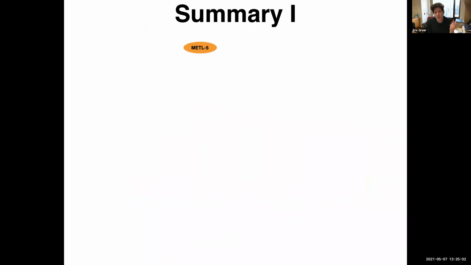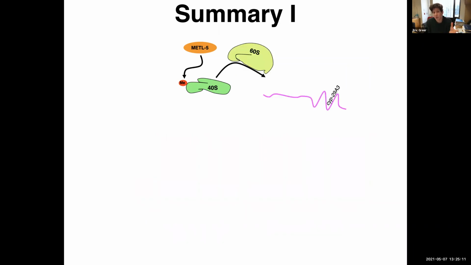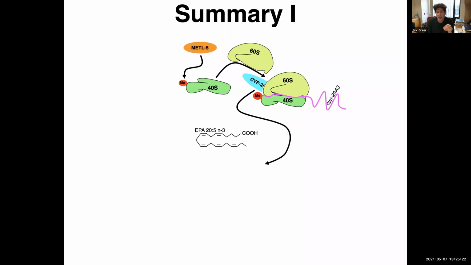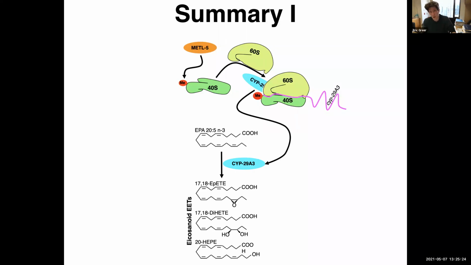So what we think that we've identified is that metal-5 is methylating the 18S at this particular residue, adenosine 1717, and this is causing altered binding of the ribosome to this transcript CYP29A3, and therefore presumably reduced production of the protein cytochrome P450 enzyme, and it can therefore no longer oxidize these omega-3 and omega-6 polyunsaturated fatty acids to produce these signaling lipids, these eicosanoids, and that causes this altered stress resistance.